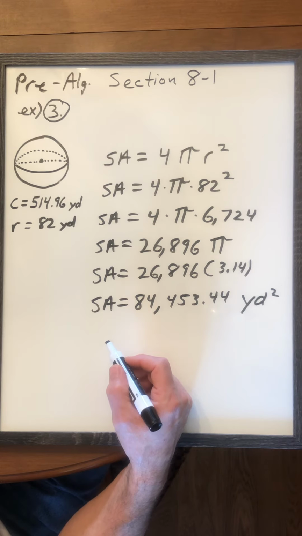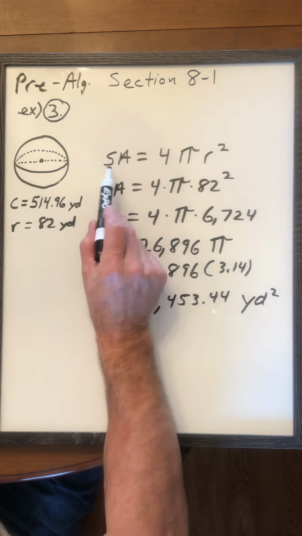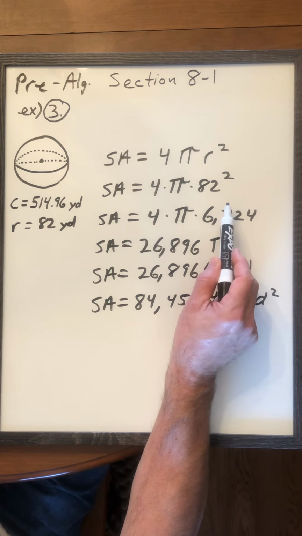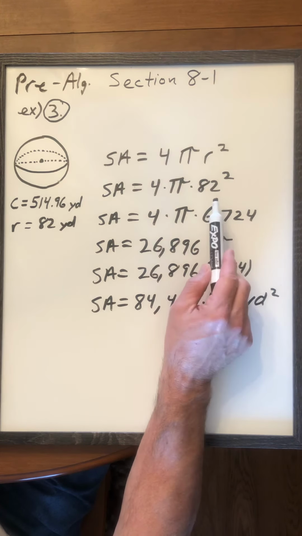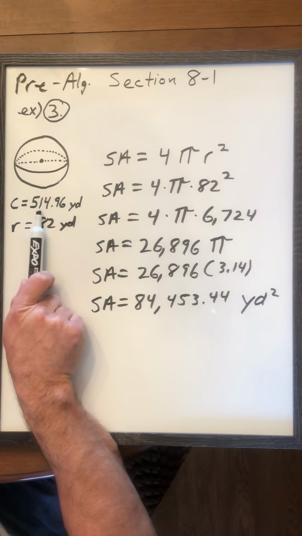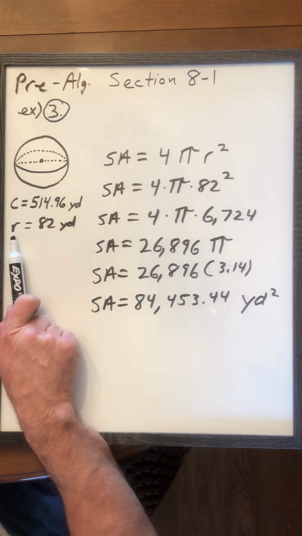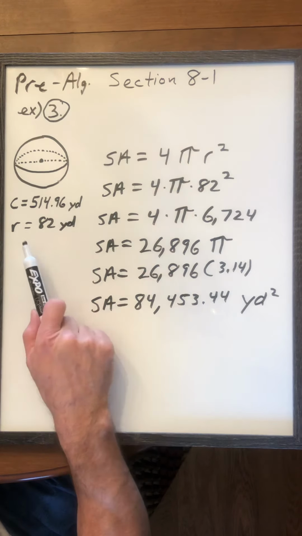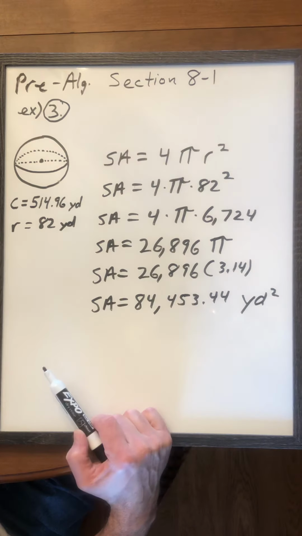And again, make sure you always write down the formula first, then plug in your numbers. Like in this case, we needed the r. Since they only gave us the circumference to start with, we had to find the r. So we had to find that first and then use it to plug in and find our surface area.